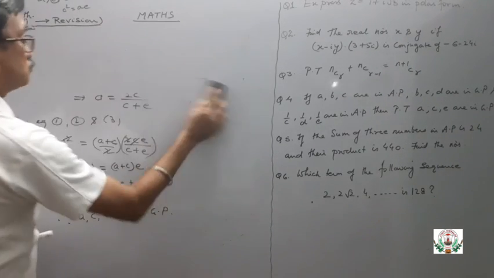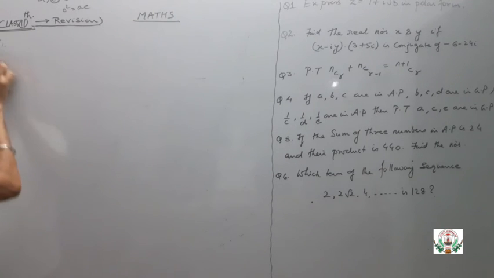Let's move to the next question. Question number 5. The sum of three numbers in AP.